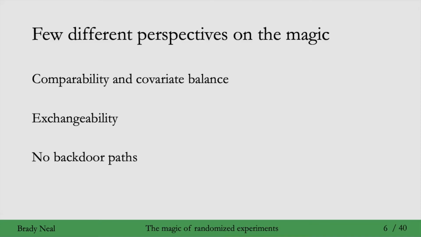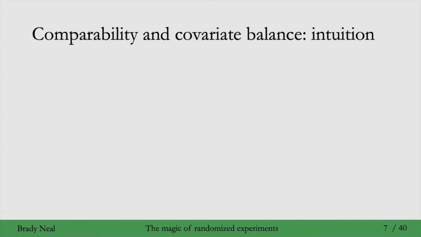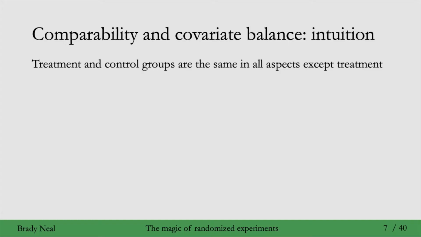And now we're going to go into a few different perspectives on why randomized experiments are special. If any one of these perspectives clicks with you, then that's great. I give a few just to make sure that you understand why randomized experiments are magic, and some of them will be more intuitive than others. The first is comparability, or covariate balance, and that is that the treatment and control groups are the same in all aspects except treatment. So, I mean the distributions of all of their covariates are the same.